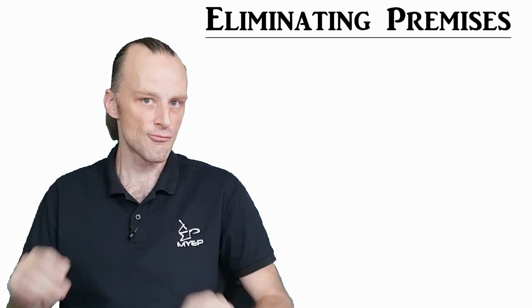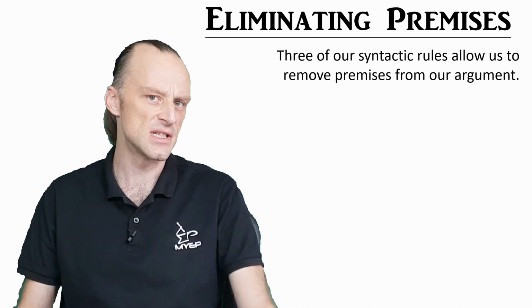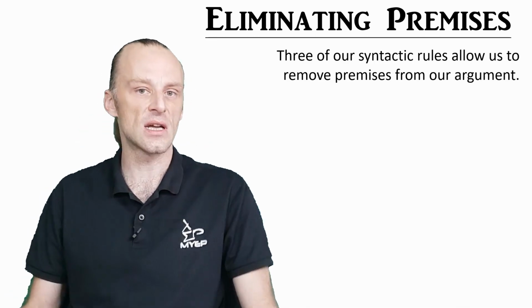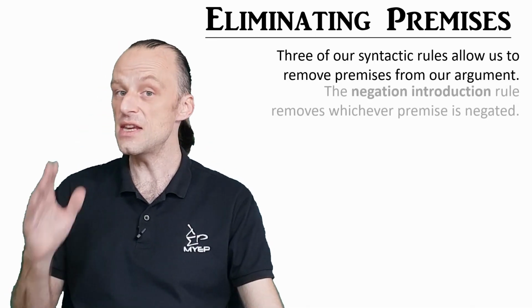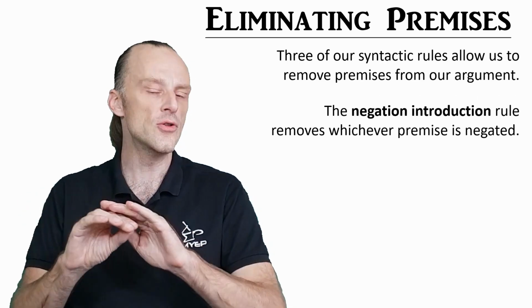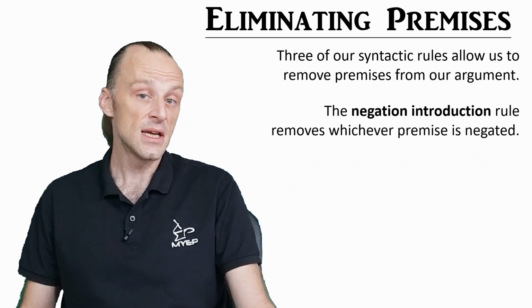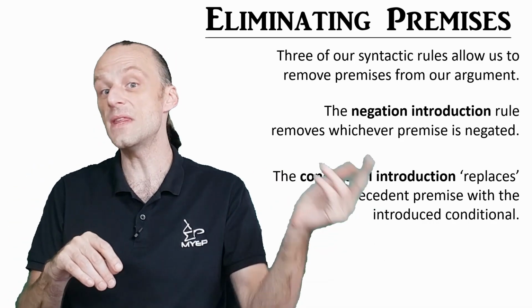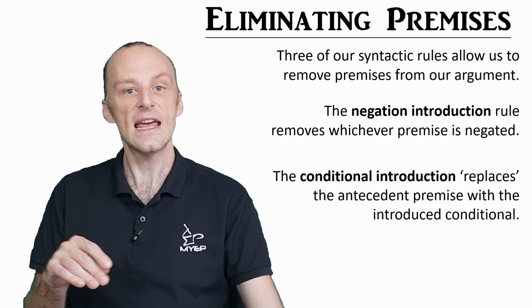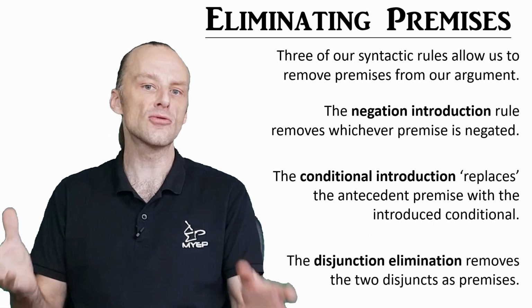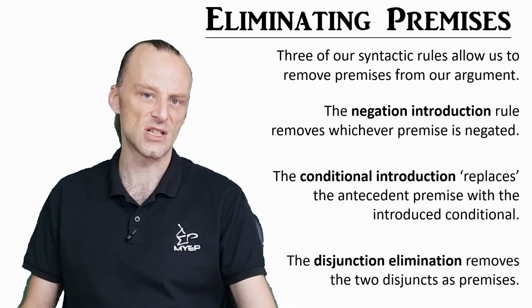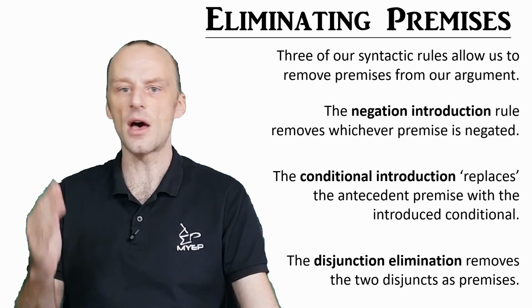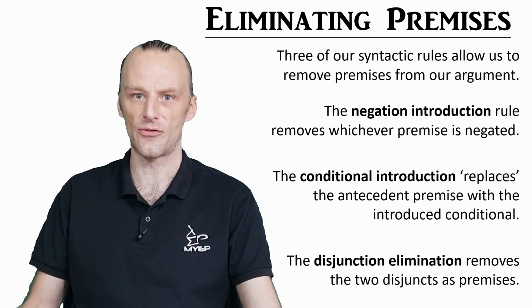At this stage, let's go back and remind ourselves of the three rules that allow us to remove premises from an argument. This is usually done to help us close subproofs. The negation introduction rule removes whichever premise was negated. The conditional introduction replaces the antecedent premise with the introduced conditional instead. And the disjunction elimination will remove the two disjuncts as premises. This is one key way that arguments can proceed into a different form.